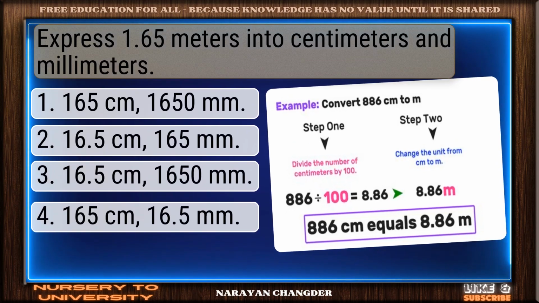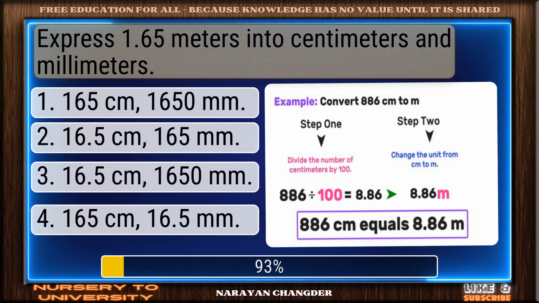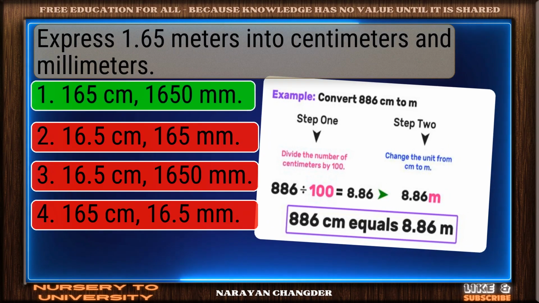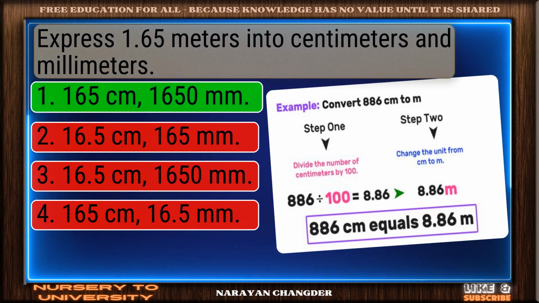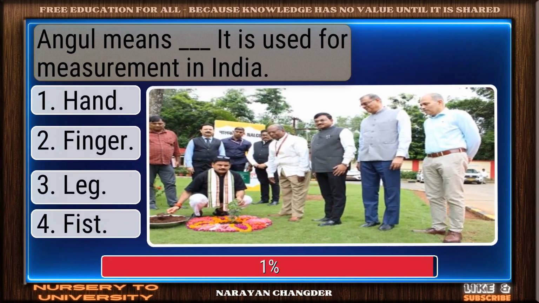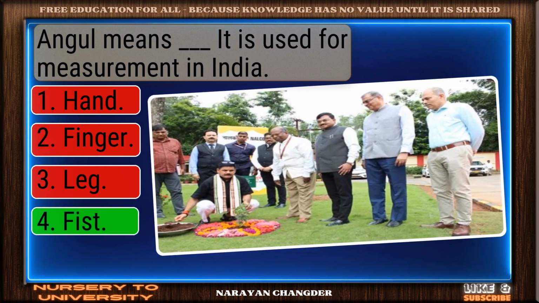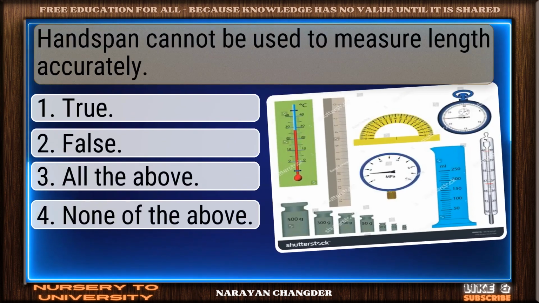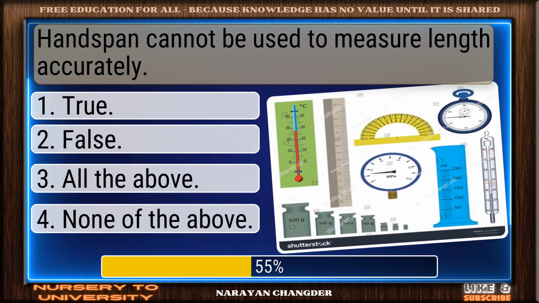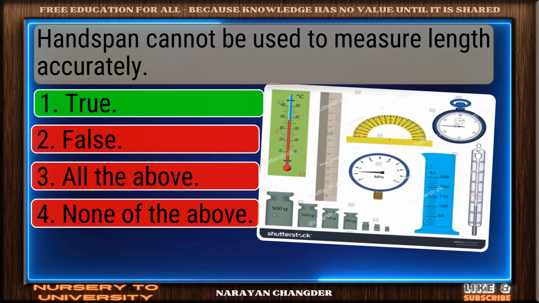Express 1.65 meters into centimeters and millimeters. Nice selection. 165 cm, 1650 mm is the correct and valid answer. Angle means dash. It is used for measurement in India. Solid response. Fist is a valid choice. Handspan cannot be used to measure length accurately. Smart move. True is an accurate answer.